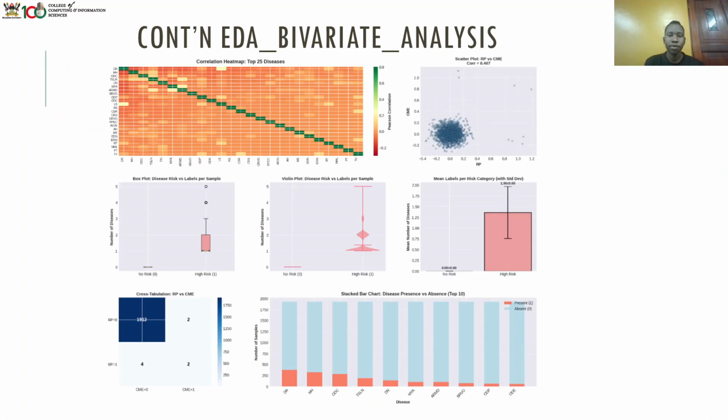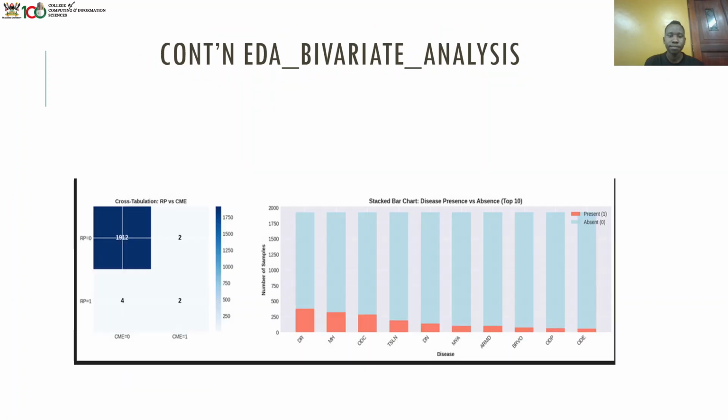So these are the different graphs that show up in the bivariate analysis, and these are the box plots, the violin plots, and the stacked bar chart. We also have the cross tabulation chart.